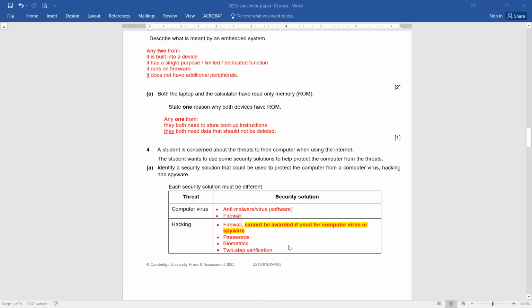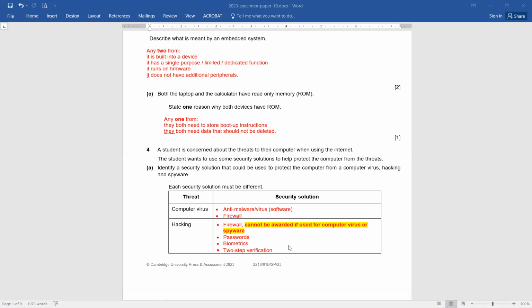Now, first threat is computer virus. How can I protect myself? Very simple. Anti-malware, antivirus, that's perfectly okay. Or a student can say firewall. Now, be cautious. If a student has mentioned firewall as the computer virus solution, then he cannot mention the term firewall in any other answer, like for hacking or for spyware. He has to mention some other solution, not firewall, because he has already used firewall. Or if he has used anti-malware somewhere, he cannot use that term again.